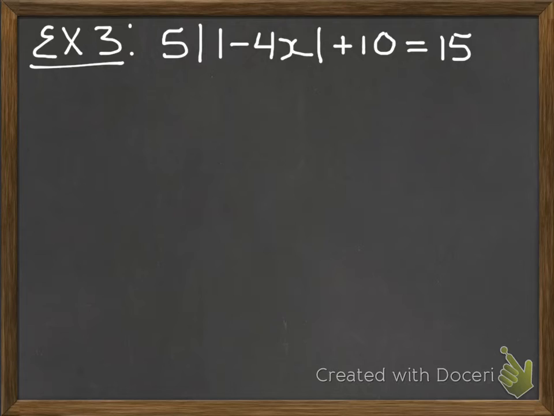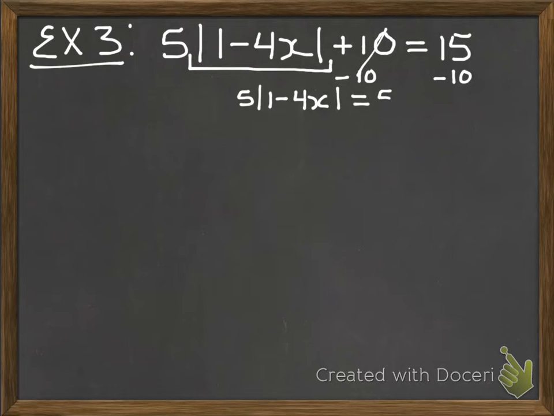All right, my third example, as you immediately see, my absolute value is not isolated. So my first step is going to be to do some algebra to get that isolated. So let's go ahead and subtract 10 from both sides. I'm left with 5 times the absolute value of 1 minus 4x. These become 0, equals positive 5. Divide both sides by 5, and I'm left with the absolute value of 1 minus 4x equals 1.